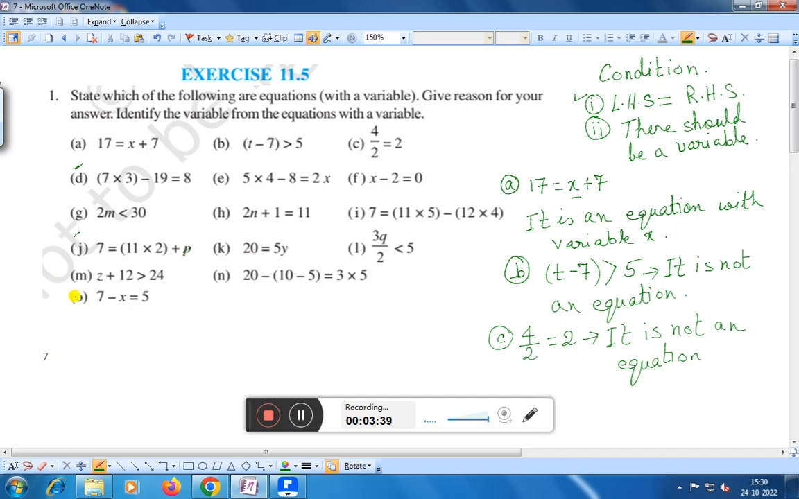Now question number D. What is question number D? It is 7 into 3 minus 19 is equal to 8. In this case you see that left hand side is equal to right hand side. First condition is satisfied, but in condition 2 there should be a variable. Here there is no variable. Therefore it is not an equation.